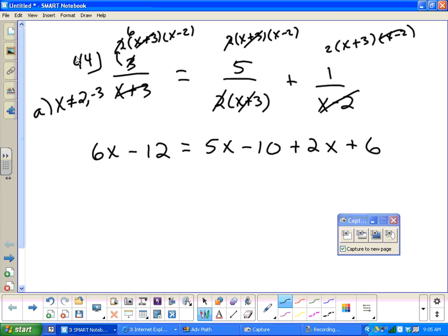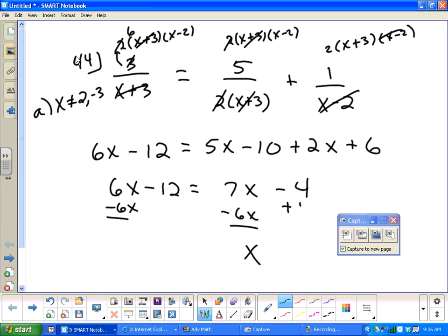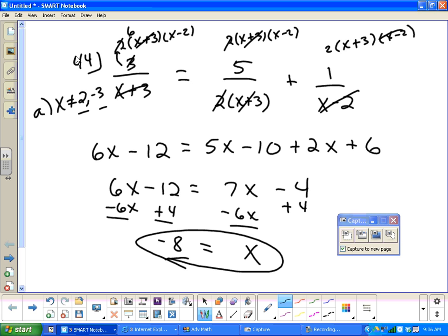All right, let's see what we get. Now, I'm going to combine some terms on the right side there. So that will give me 7x minus 4. Now, I'm going to put my variables on the right side. I'll subtract 6x from both sides. This is going to give me x. Then I'm going to add 4. So that'll give me -8. Now, is -8 okay? Yeah, it's not 2 and it's not -3. So that's an okay solution.